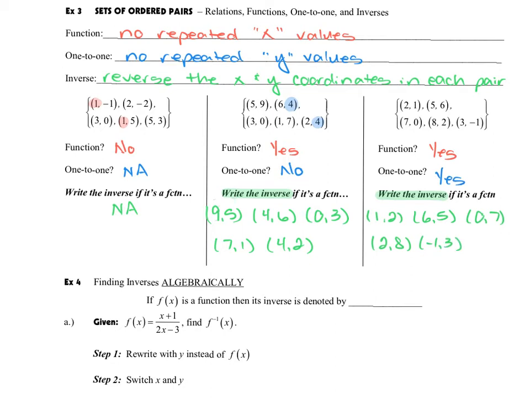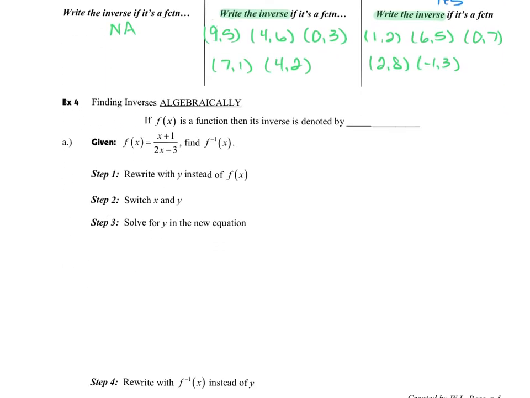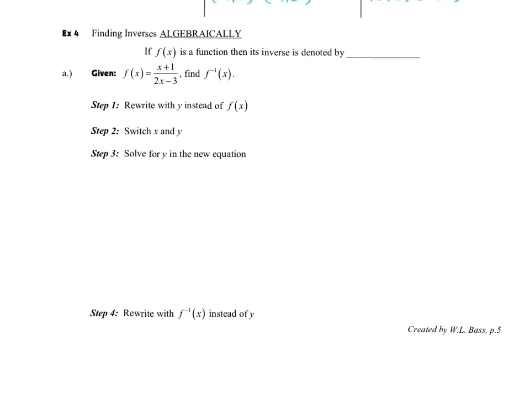Now, the last thing that we're going to do on this page is start finding inverses algebraically, as opposed to just working with the graph or a mapping or a set of ordered pairs. So getting into finding this inverse algebraically, what we first want to indicate is how we denote it in our symbolic notation. A function written as its inverse is denoted by f of -1 of x.